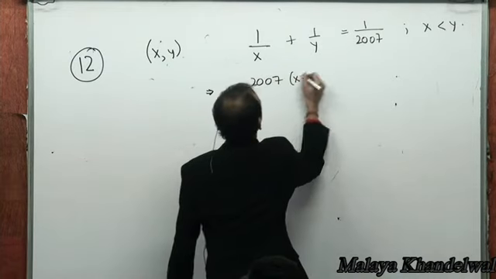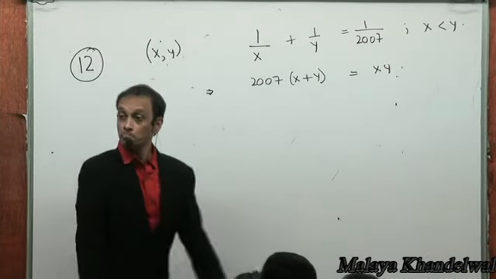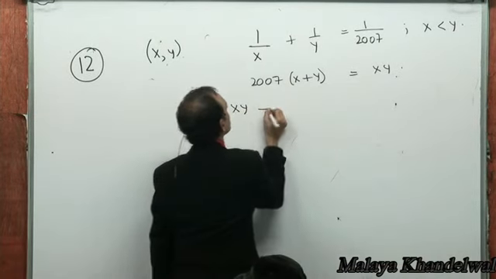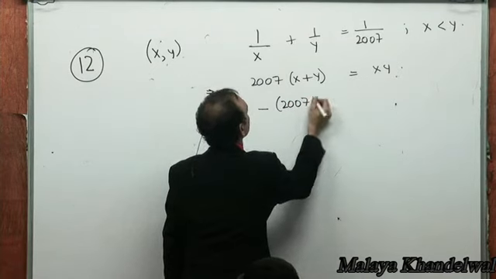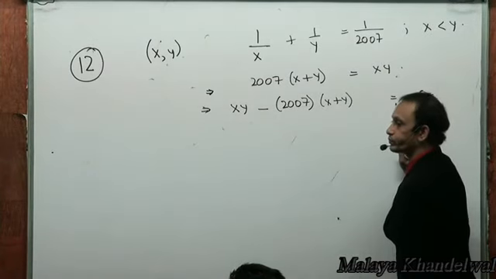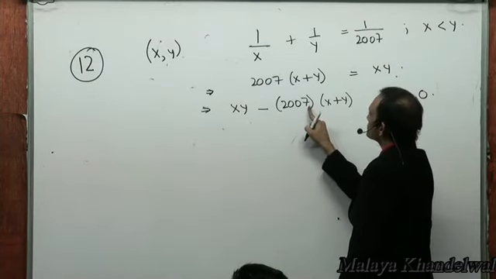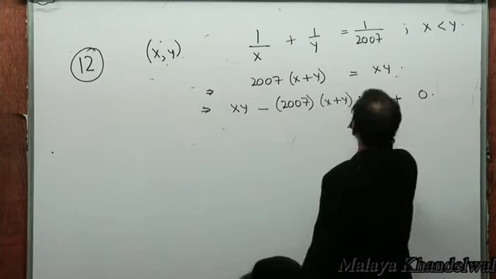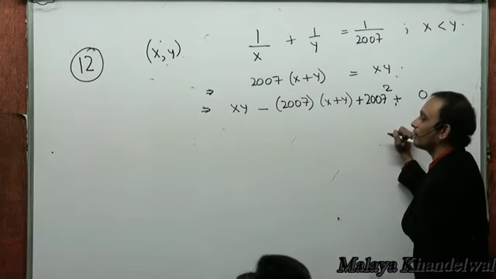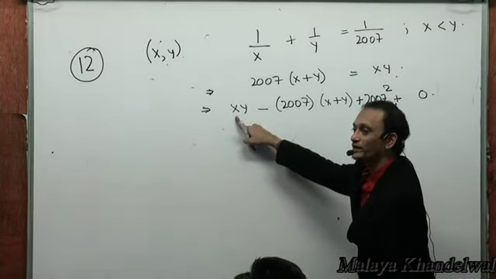So this is 2007(x + y) = xy. Yes or no? Or xy − 2007(x + y) = 0. Now think of it: sum of the roots, product of the roots. To convert it into a factor, add 2007 squared: x² − x(α + β) + αβ.